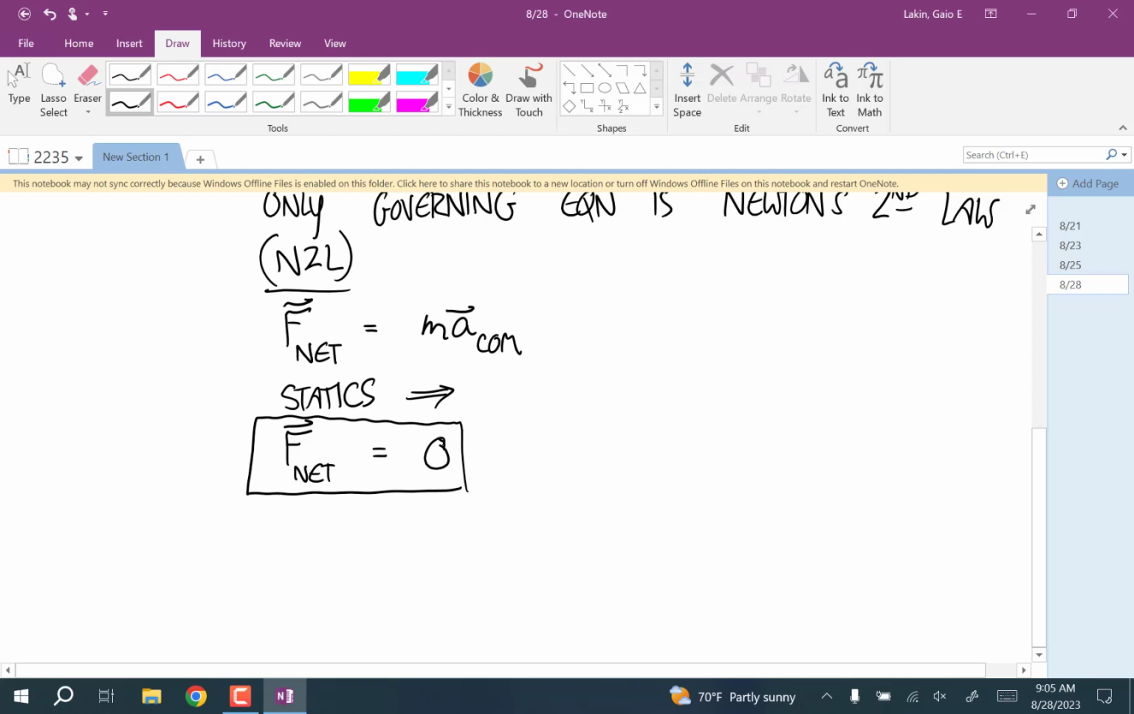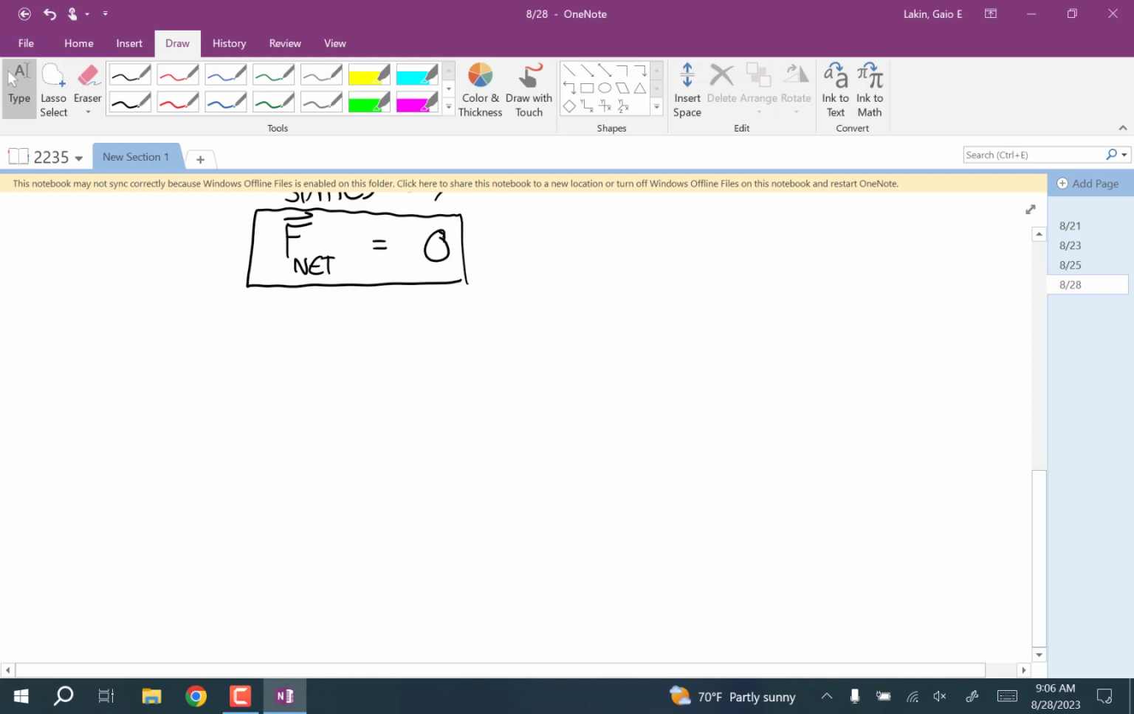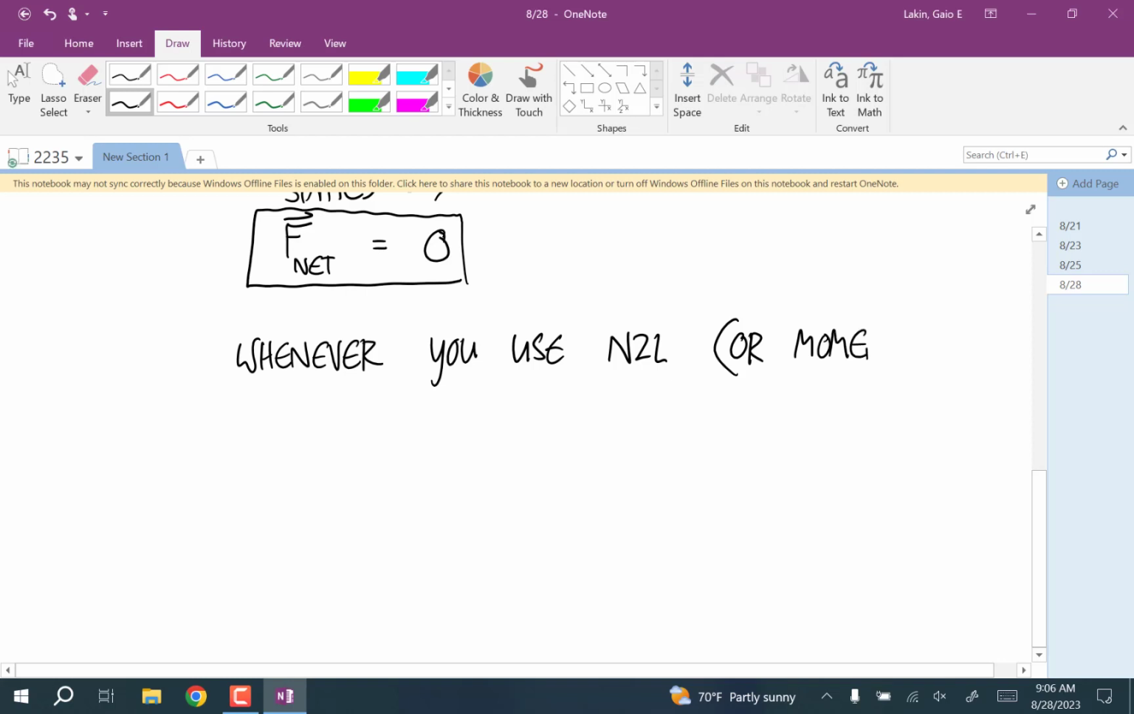Okay, so that's particle statics. And everything is just derivable from that. But any time that you use Newton's second law, or the moment equation that we'll get to when we get to rigid bodies, so whenever you use Newton's second law, or the moment equation that isn't going to be useful here, you need to draw a free body diagram. I'm going to abbreviate that FBD.